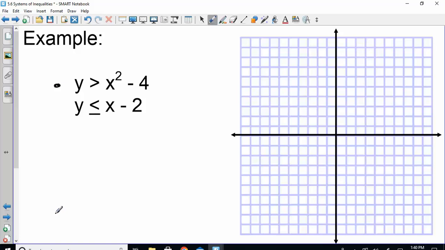What's this first graph? Parabola. We should know that one. We've seen that. What does the -4 do to my parabola? Yeah. Or if you needed to, you could put in points. So we have (0, -4), (1, -3). If x is 2, you get 0. Just my normal parabola shifted down 4. It would have to be dashed because we didn't have an equal to.